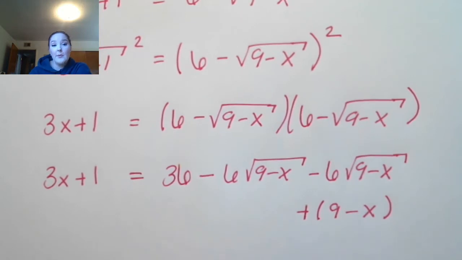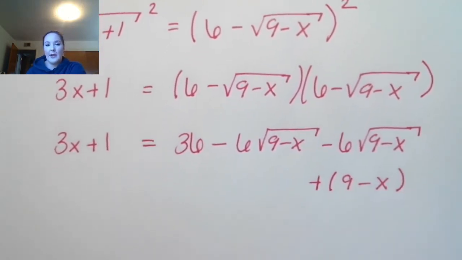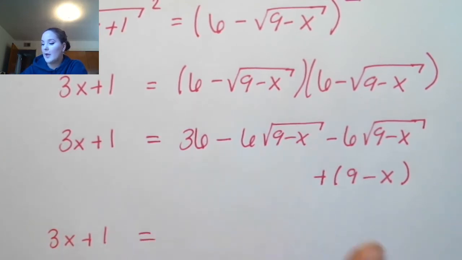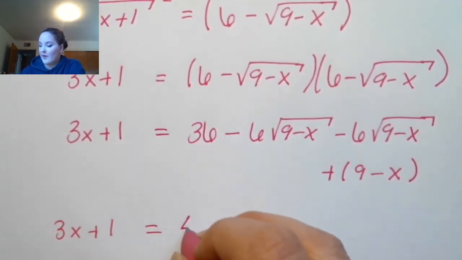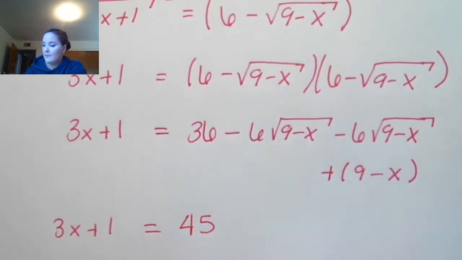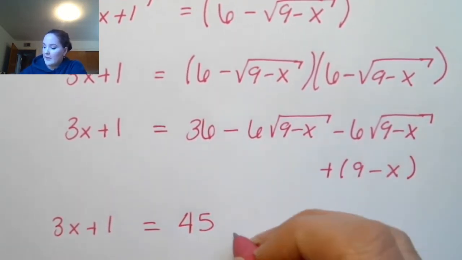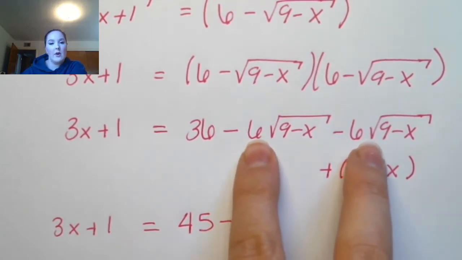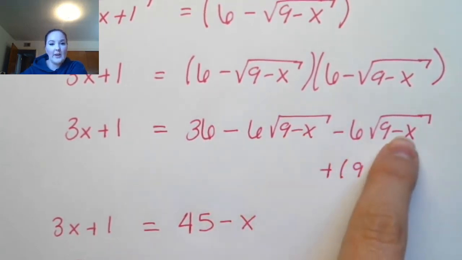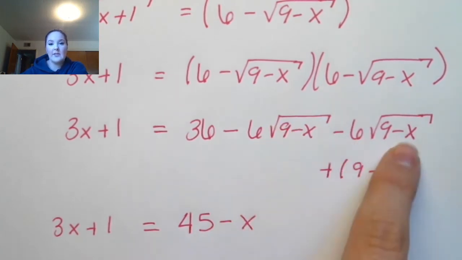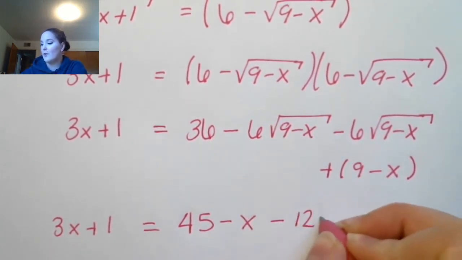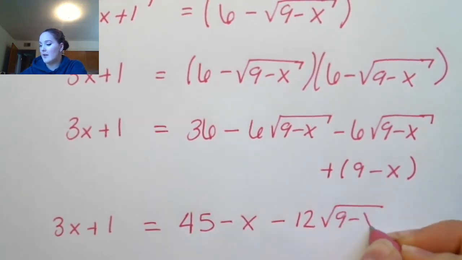Now I'm going to simplify by combining like terms, starting over here. I have 36 plus 9, which is 45, and I have minus x. And then these two are like terms: they have the same index and the same radicand. So this is going to be minus 12 square root of 9 minus x.